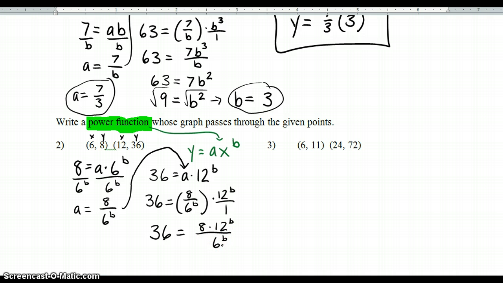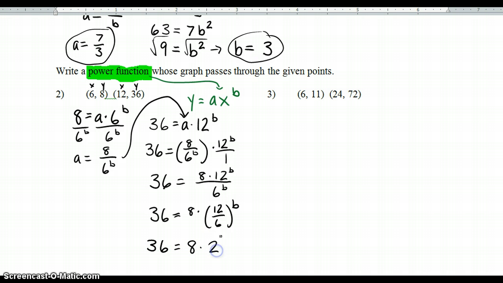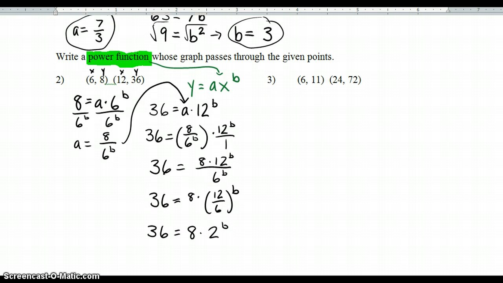Now what you hopefully recognize based on our exponent properties from last chapter is right here I have a 12 to the b divided by a 6 to the b. Technically, let me scroll down real quick. I could rewrite that as 36 equals 8 times 12 over 6 to the b. Because they have the same exponent, I can combine them together and just divide. So I'm going to get 36 equals 8 times 2 to the b power. And once again, I'm trying to solve for b. So let's keep going with this and solve for b.